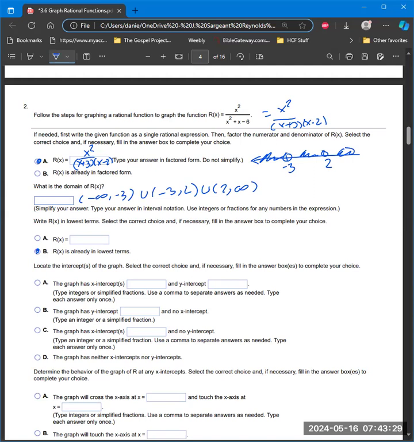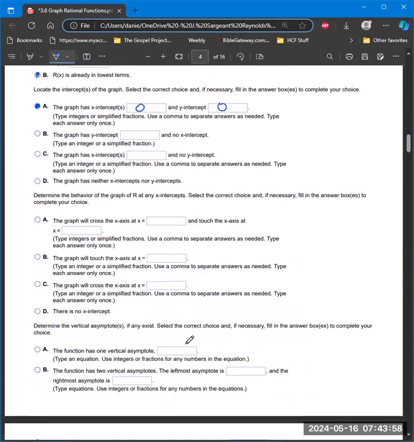The graph is going to have an x-intercept at 0, 0, which is also going to be its y-intercept. So this is 0 and 0 here. They just want the x-coordinate and the y-coordinate for the intercepts. They don't want ordered pairs.